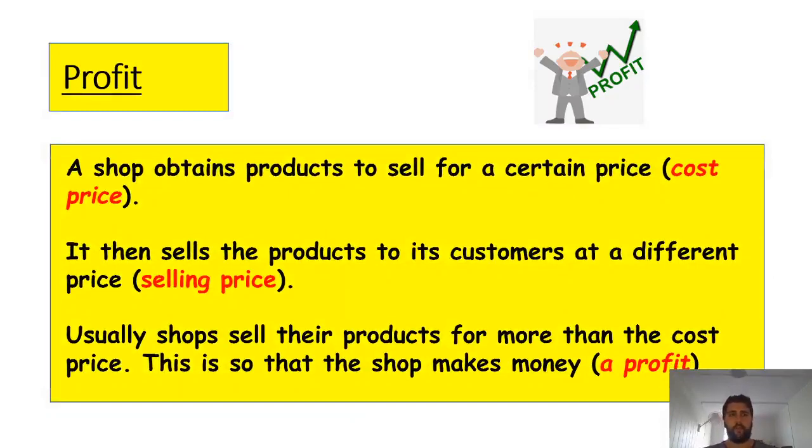A shop, people who own a shop, they get their products and they buy them for a certain price, and that price is called their cost price. Then the shop will sell their products to customers at a different price, which is their selling price. Normally a shop will try to have a larger selling price than the cost price, so they can make money.